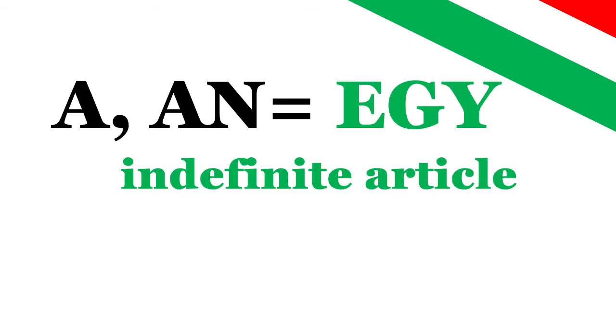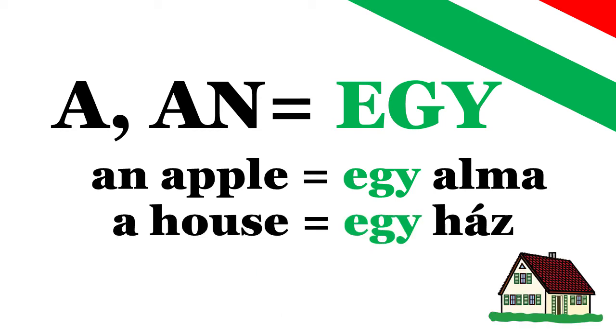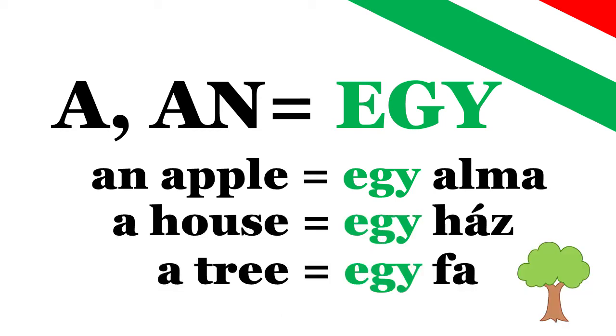Now the indefinite article is egy. This is used both with words beginning with a vowel and a consonant. For example, an apple, egy alma. A house, egy ház. A tree, egy fa. Be careful because the indefinite article egy is also the number 1 in Hungarian.